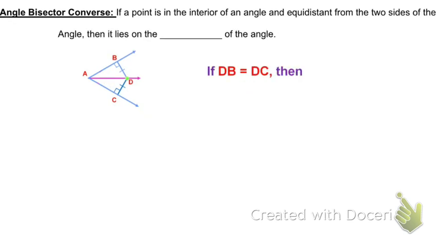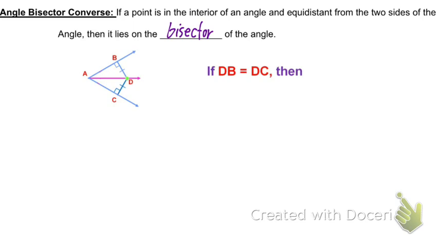Alrighty. We have the converse. We might clear up a confusion in a moment. We'll see. If not, we'll go back, okay? So if a point is on the interior of an angle, so if D is on the inside of an angle somewhere, and it's equidistant to the two sides of the angle, which it is, then it lies on the bisector of the angle.